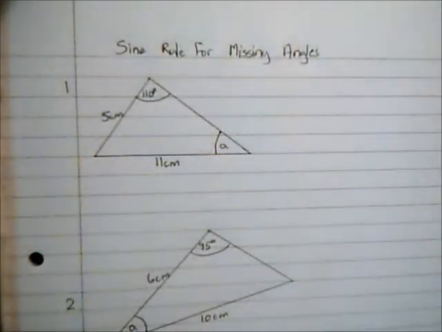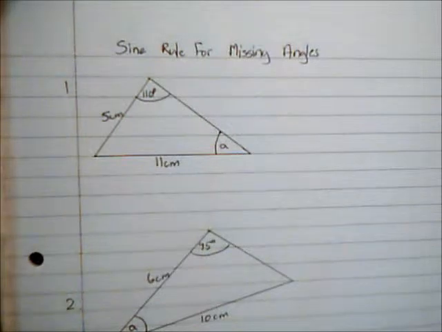In this video we're going to look at how we can use the sine rule to find missing angles in triangles. Now hopefully you already are familiar with how we can use the sine rule to find missing lengths. We know that the length of a triangle divided by the sine of the opposite angle gives us the same value no matter which pairing we use, so which side and which opposite angle.